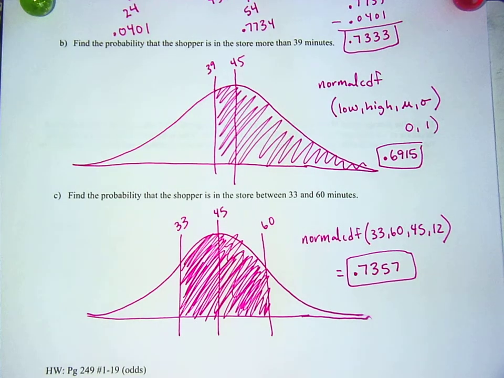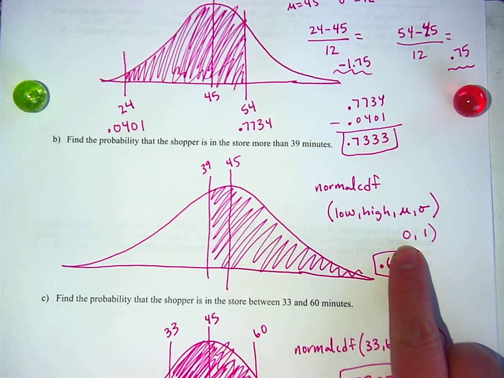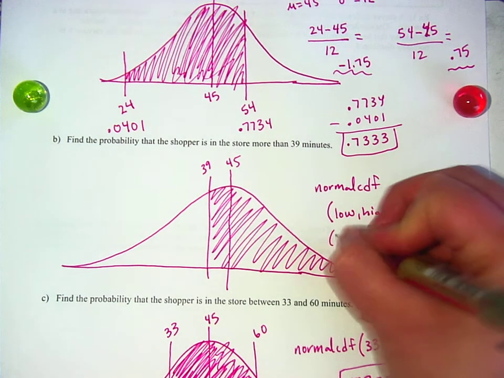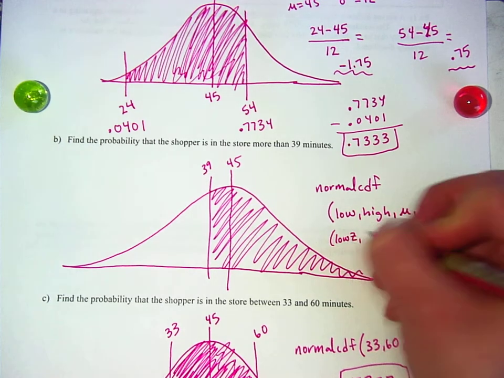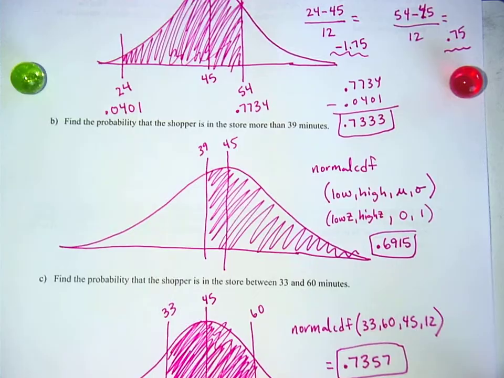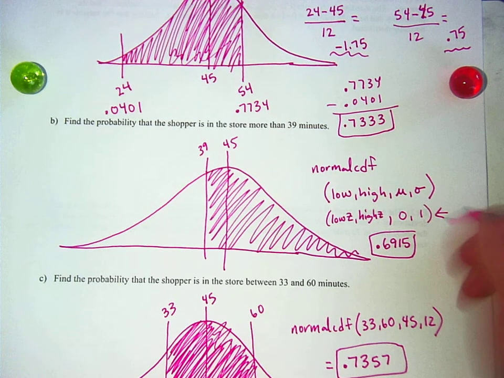Because when you're using these scores, so if you were using z-scores instead, like if you were finding the area between z-scores, then your mean is automatically 0, and your standard deviation is automatically 1. So maybe this would be the low z-score, this would be the high z-score, the mean would be 0 in the middle if you're using z-scores.